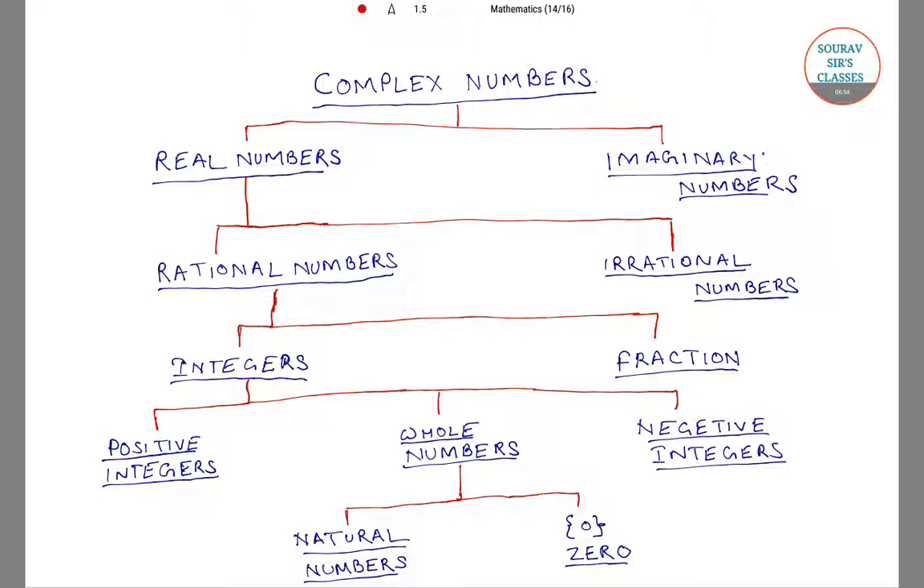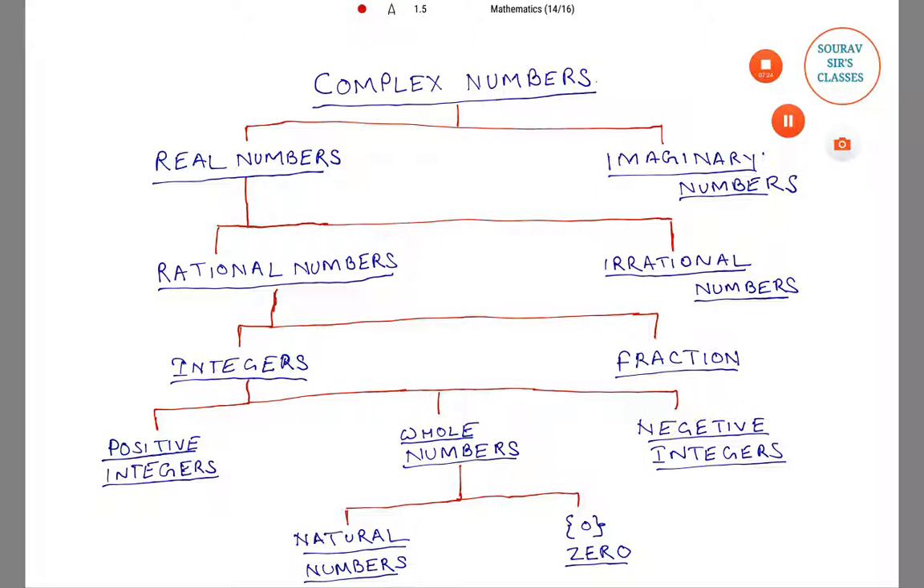This chart briefly illustrates the different kinds of numbers with their relationship. Complex numbers are either real numbers or imaginary numbers. Real numbers are either rational numbers or irrational numbers. Rational numbers are either integers or fractions. Integers can be positive integers, negative integers, or whole numbers. Now, whole numbers are either natural numbers or zero.